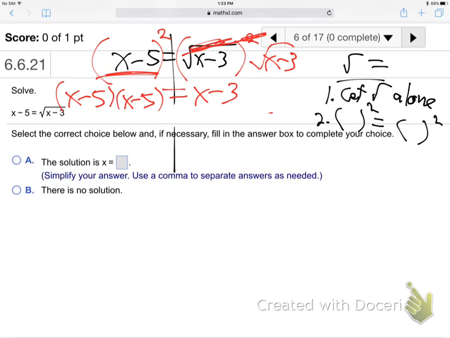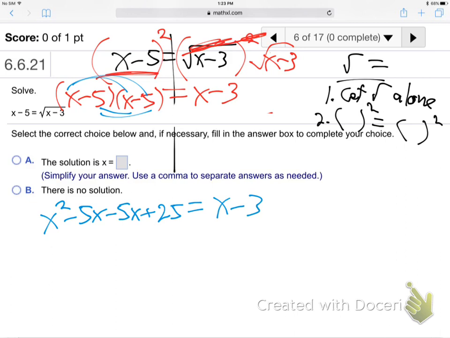And so that means on the left side I'm going to need to FOIL out. I'm going to need to go boom and a boom and a boom and a boom, right? So I'm going to get x squared minus 5x minus 5x plus 25, and the other side's just x minus 3.